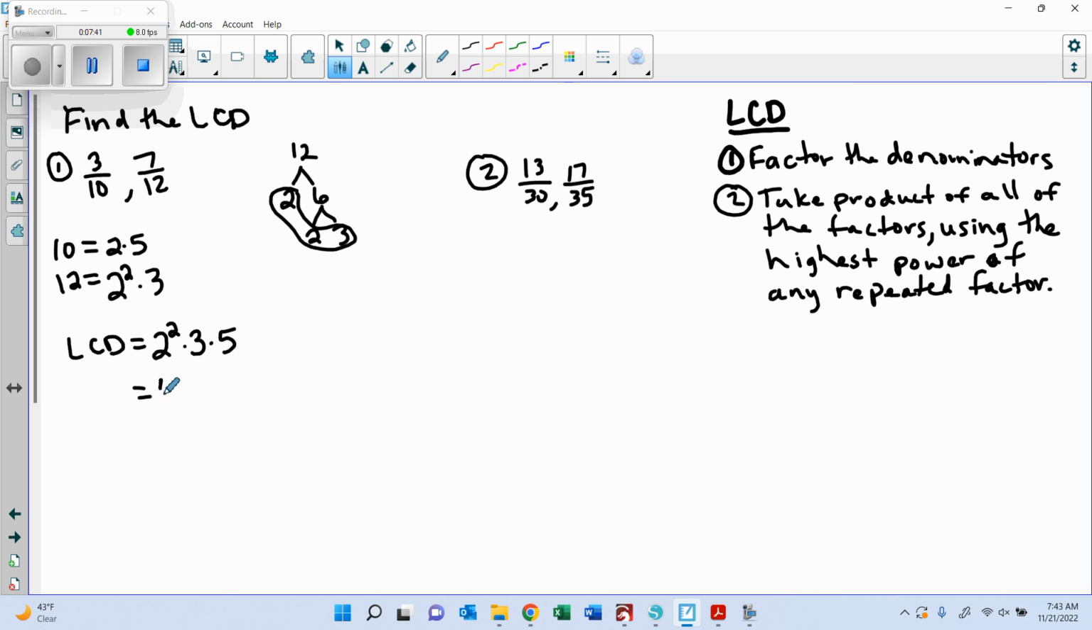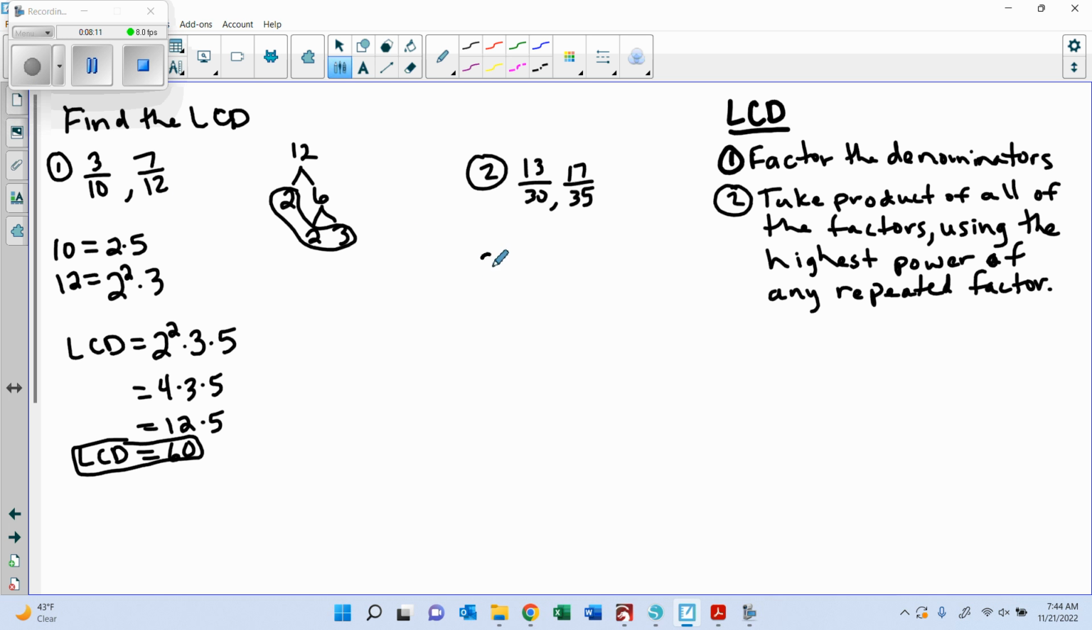2 squared is 4 times 3 times 5. 4 times 3 is 12 times 5. 12 times 5 is 60. So that means the least common denominator is 60. That's the smallest number that both 10 and 12 will go into. The smallest thing they both divide into. Okay, so let's do the next one.